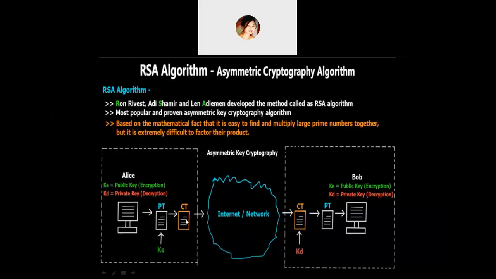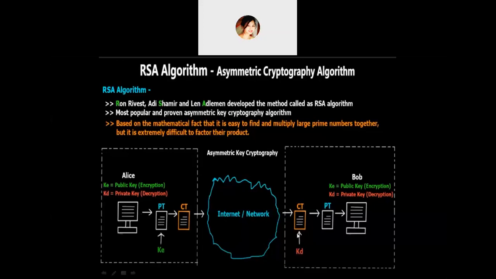Okay, Alice takes PT, the plain text, and encrypts it using Bob's public key. She takes this public key and performs the encryption, and after performing encryption she gets the ciphertext, that is CT. CT is the ciphertext, PT is the plain text. She sends the ciphertext over the internet to Bob on the other end.